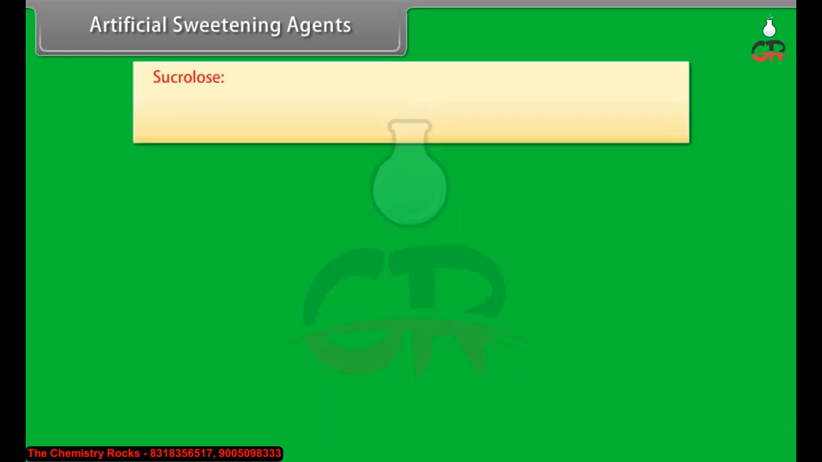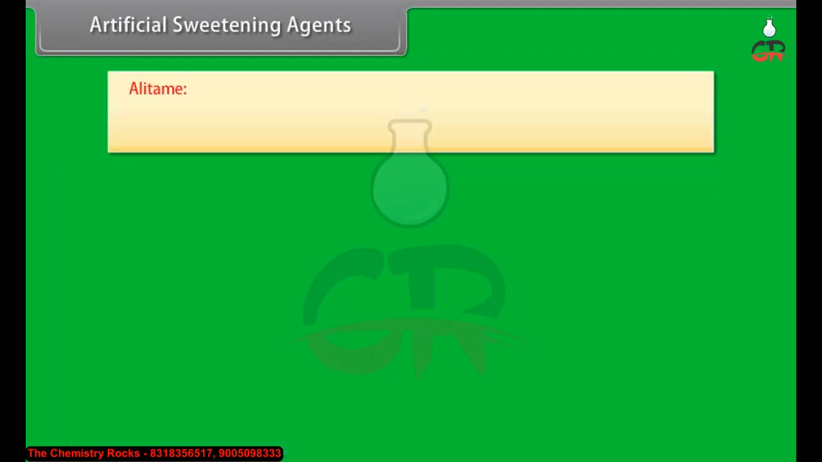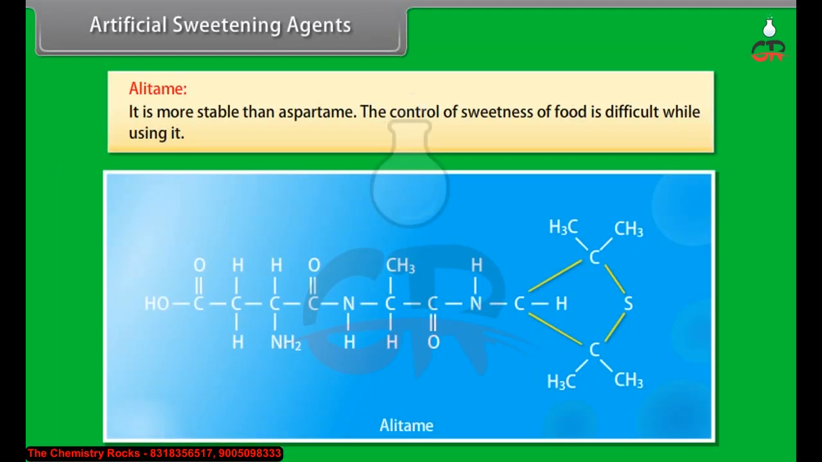Sucralose. It is trichloro derivative of sucrose. Its appearance and taste are like sugar. It is stable at cooking temperature. It does not provide calories. Alitame. It is more stable than aspartame. The control of sweetness of food is difficult while using it.